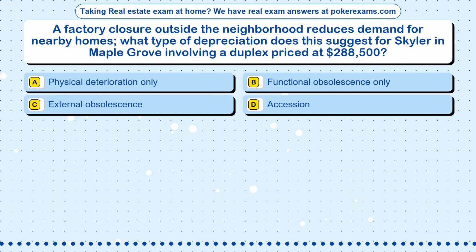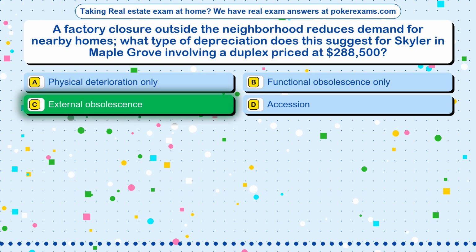Question 71. A factory closure outside the neighborhood reduces demand for nearby homes. What type of depreciation does this suggest for Skylar in Maple Grove involving a duplex priced at $288,500? Option A, physical deterioration only. Option B, functional obsolescence only. Option C, external obsolescence. Option D, accession.